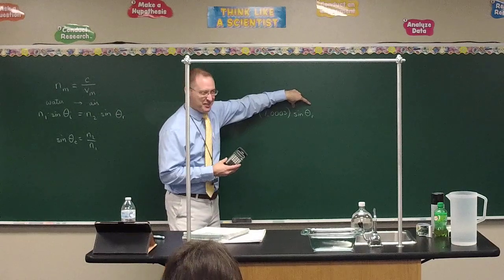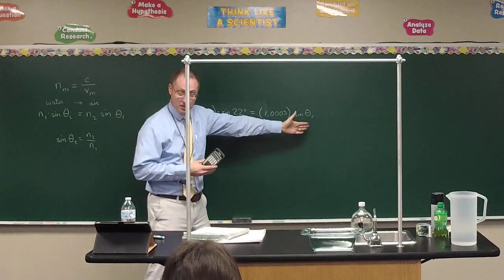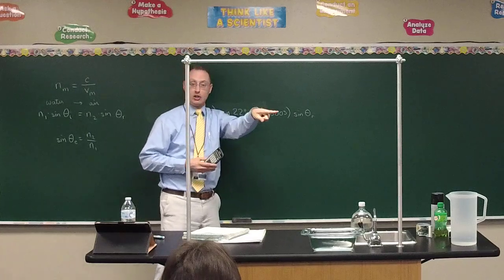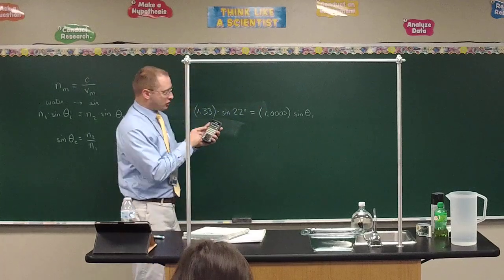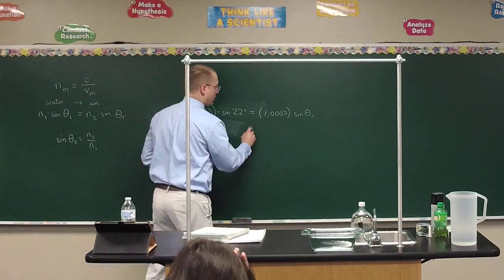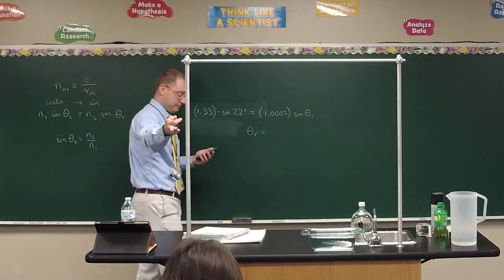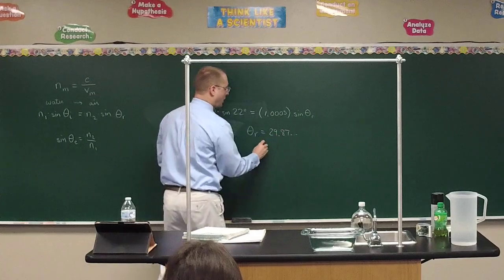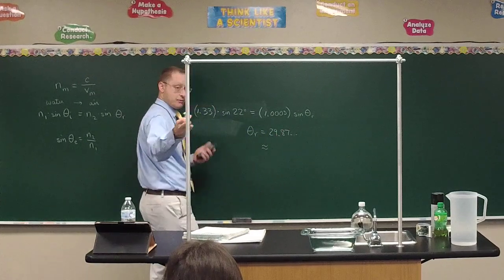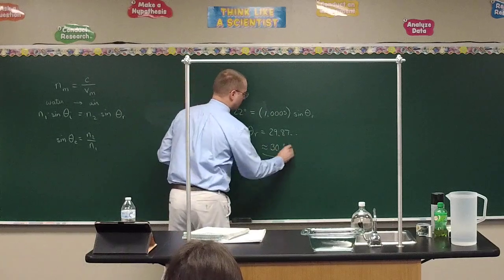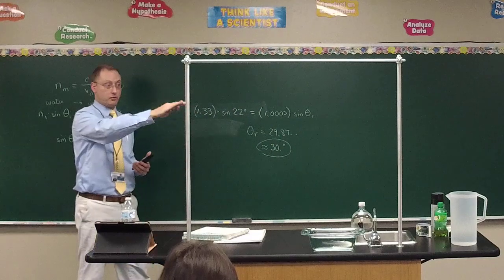I don't want the sine of theta sub r. I just want the refracted angle. I need to get rid of the sine. How do we get rid of sine? Arc sine. It's that second function sine. So take the second function sine on the calculator, and it'll give you the refracted angle to be 29.87, but we are only using 2 sig figs this time, so we'll round to say 30 degrees. Did we get a 30 degree angle of refraction?